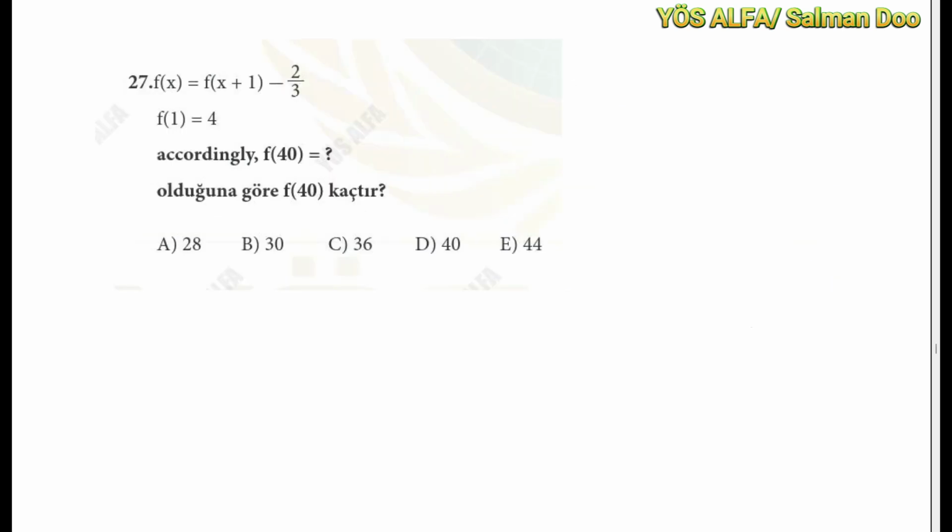Number 27. The function f of x is given. f of 1 is 4. f of 40 is asked. Since this is given, we're going to start from f of 1. From this function, f of 1 is going to be f of 2 minus 2 over 3. f of 2 is going to be f of 3 minus 2 over 3. f of 3 is going to be f of 4 minus 2 over 3.